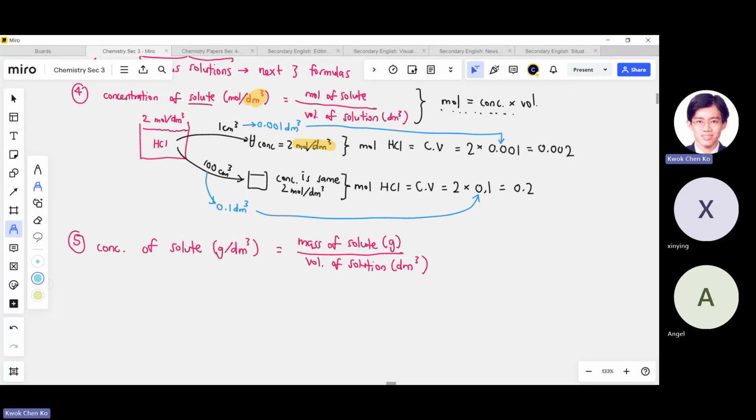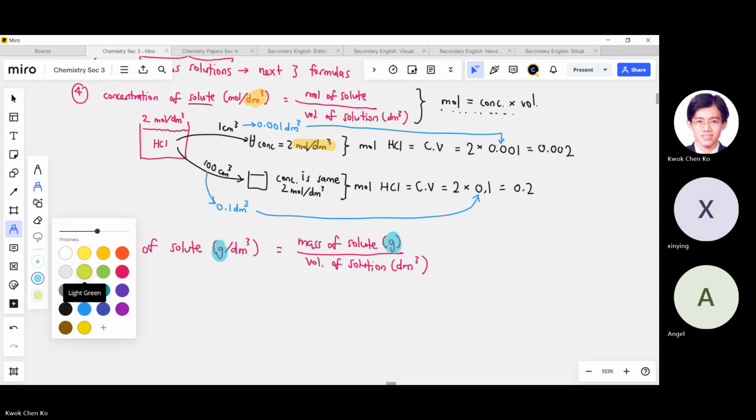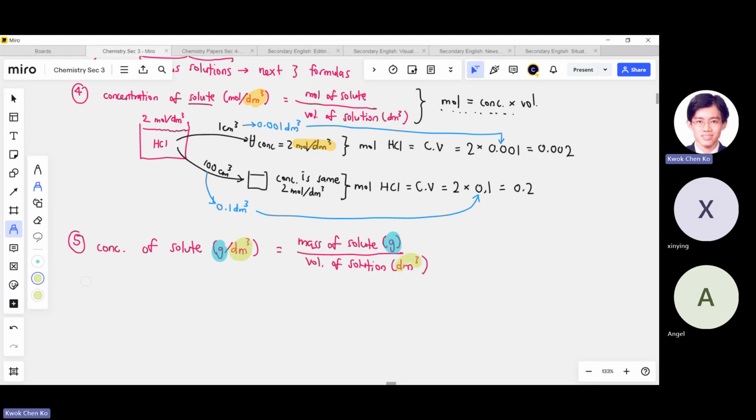Again, I hope you notice left-hand side is gram. Therefore, numerator is gram. Left-hand side denominator is dm cube. So right-hand side denominator is dm cube. There's a certain consistency to it.